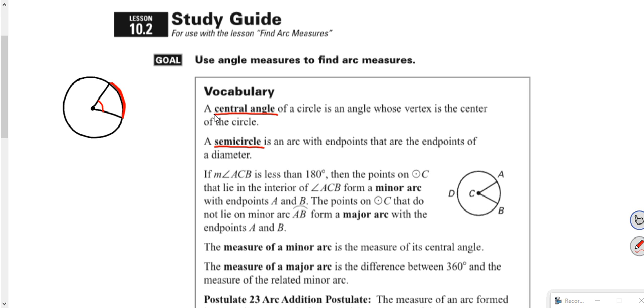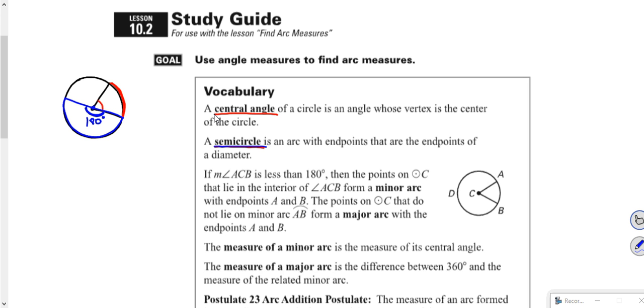But a semicircle, actually let me do it in blue, a semicircle is if I have a diameter that, again, remember diameters are chords with endpoints on the circle, but they have to go through the center of the circle, then this would be a semicircle. This arc in here, and we all know a semicircle is 180 degrees, it's half a circle.